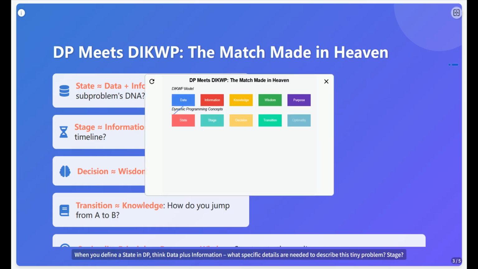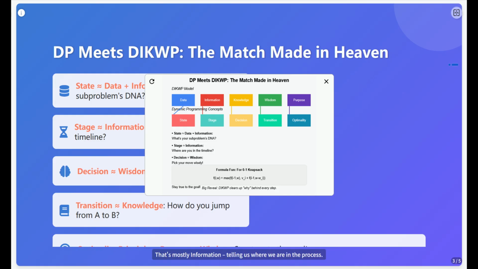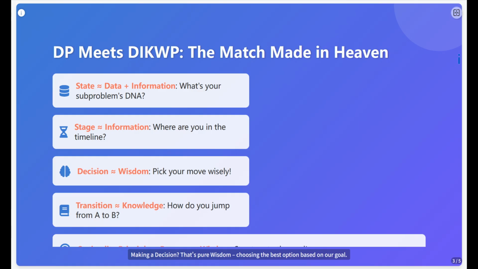When you define a state in DP, think data plus information. What specific details are needed to describe this tiny problem? Stage? That's mostly information, telling us where we are in the process. Making a decision? That's pure wisdom, choosing the best option based on our goal. The transition equation? That's knowledge, the rule book for moving from one state to another. And the big boss, the optimal principle. That's purpose plus wisdom working together, ensuring every single choice aligns with the final goal.